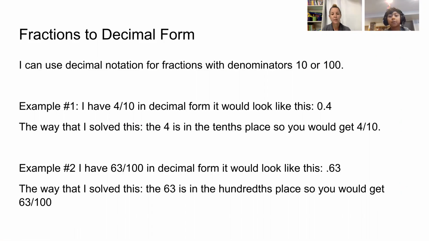Example number 2. I have 63 over 100. In decimal form, it would be 0.63. The way that I solve this, the 63 is in the hundredths place, so you would get 63 over 100. Okay.